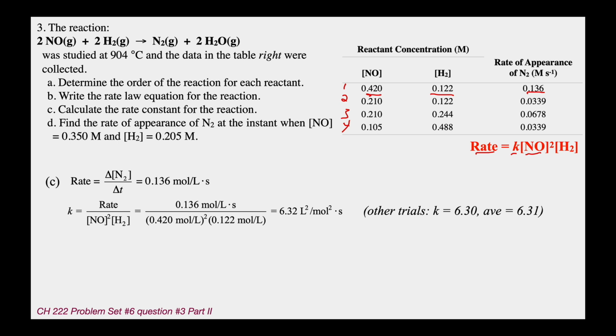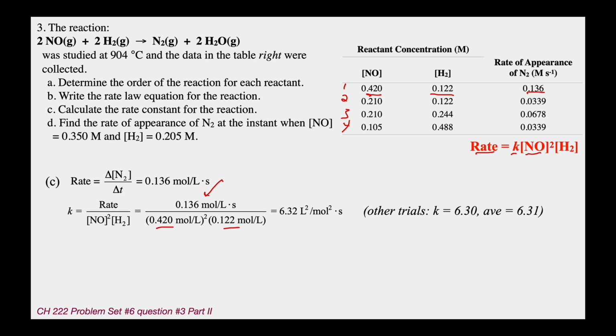The rate for number 1, 0.136. Here's the NO concentration squared. There's the H2 concentration. The K came out to be 6.32. I did calculate K for the other trials. They're actually, all the other ones are 6.30, so the average 6.31, etc., etc. So hopefully you get the idea. If your number's somewhere in there, that's awesome.